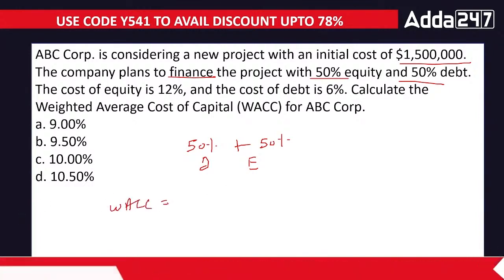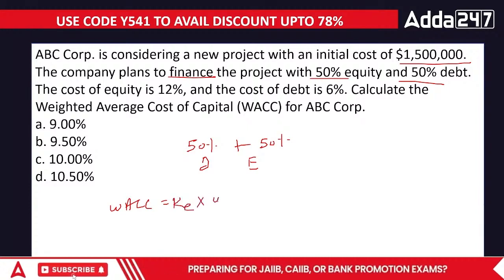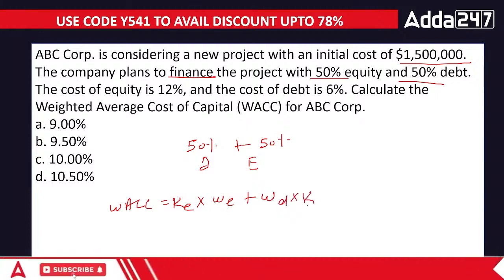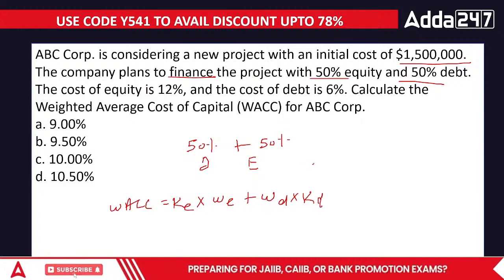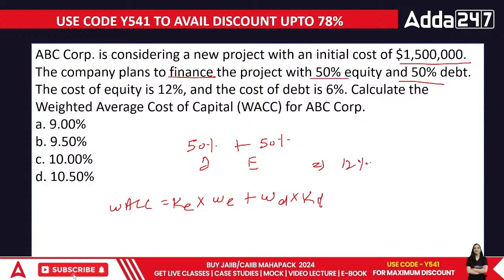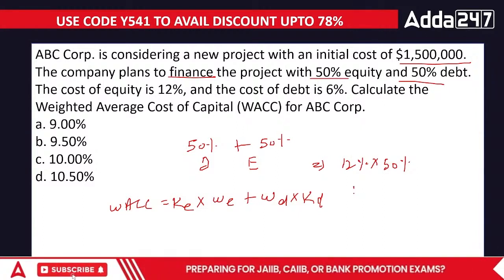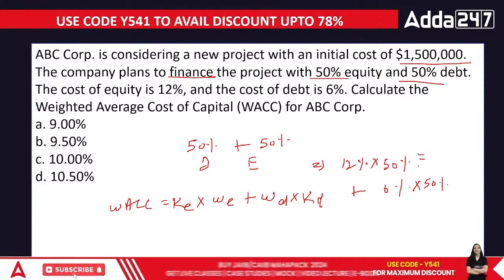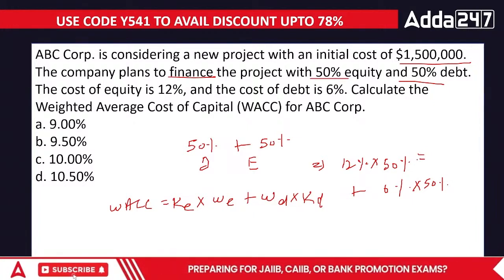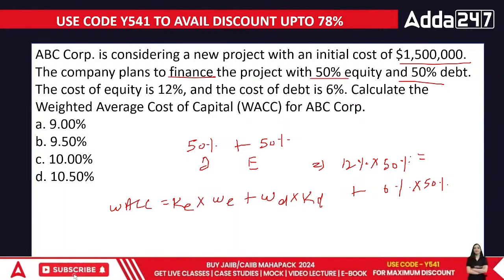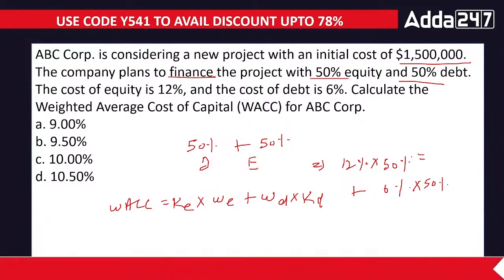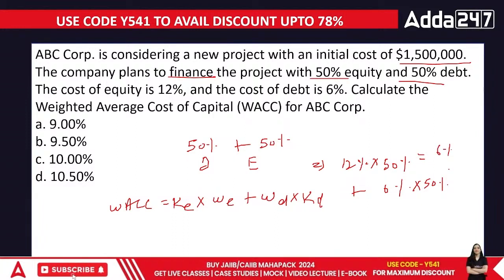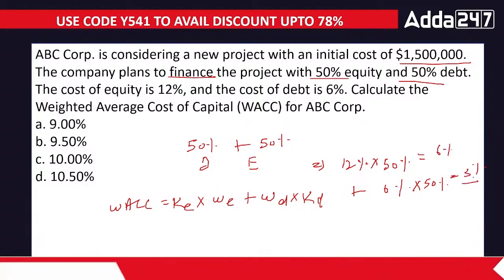Weighted average cost of capital is equal to cost of equity into weight of equity plus cost of debt into weight of debt. So this is equal to cost of equity is 12% multiplied by 50%, the ratio of it, plus 6% into 50%. This is how the particular WACC is calculated. Matlab, we are taking things on the basis of weightage. It's just a coincidence here, the weightage of both the things is the same. So technically you just have to half the weights and you will get the answer. For example, this will turn out to be 6, this will turn out to be 3, so the total comes out to be 9%.